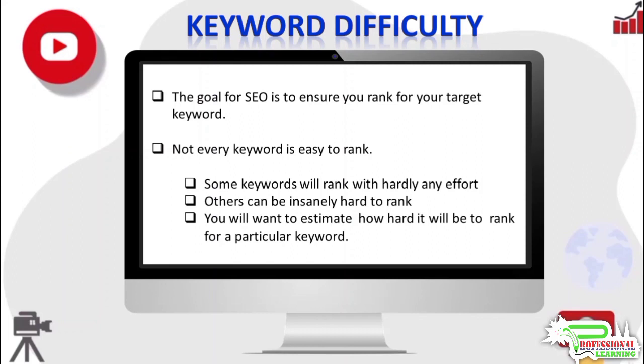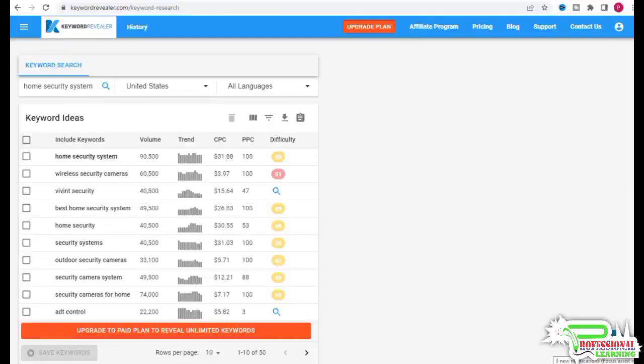Before you build a page around a focus keyword, you would want to know how easy or hard it will be to rank, and that is what we try to do when we try to estimate keyword difficulty. Many keyword tools like Ahrefs, Moz, Keyword Revealer, and others give you keyword difficulty estimates.